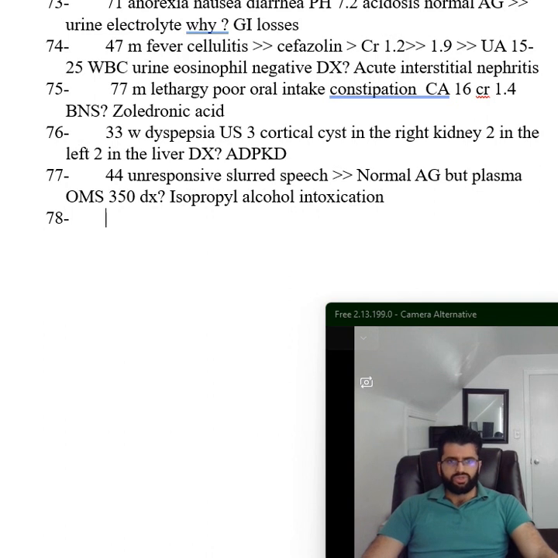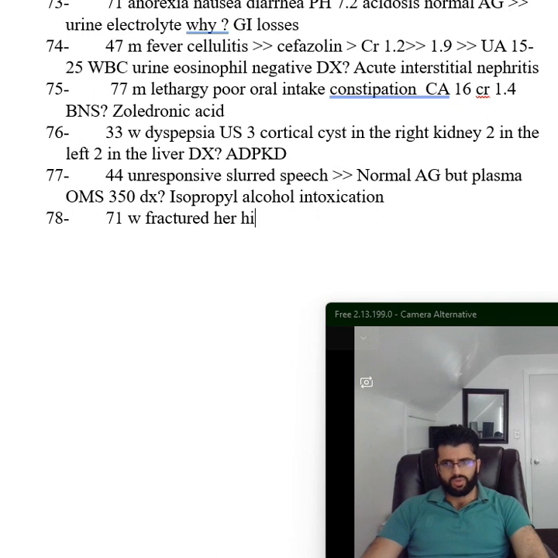Now this is another interesting case. You see a 71-year-old woman fractured her hip. After fracturing the hip, normally you would do some tests, right? So you do tests. What do you see? You see a normal anion gap, but the pH is 7.3. So now they ask you, what's the diagnosis?